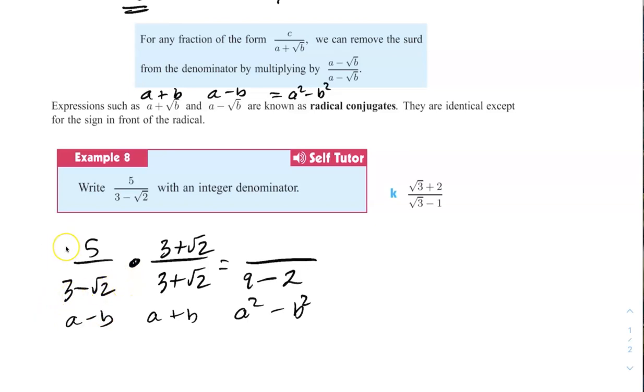And on top, you just distribute. So I get 15 plus 5 rad 2. Because again, 5 does not get multiplied by the radical 2 because it's a radical and this is not a radical, so it has to stay on the outside. Simplify this a little bit more, you get 15 plus 5 rad 2 over 7. And that's the idea.